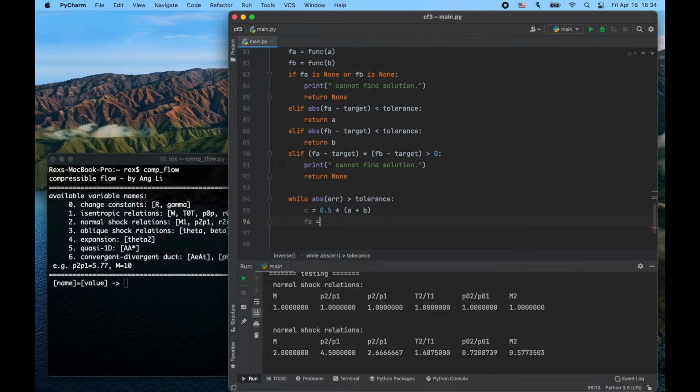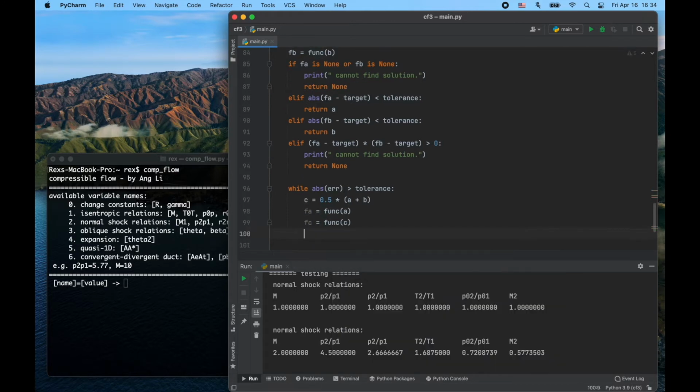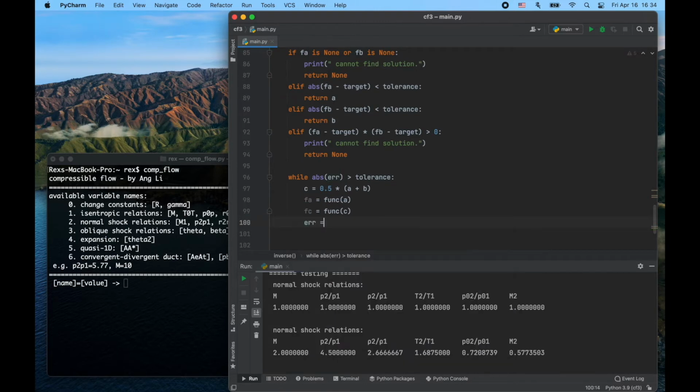And we update FA to be that, FC to be that. We update the error to be the absolute value of FC minus target. Okay, if FA and FC are on the same side of the function, on the same side of target.